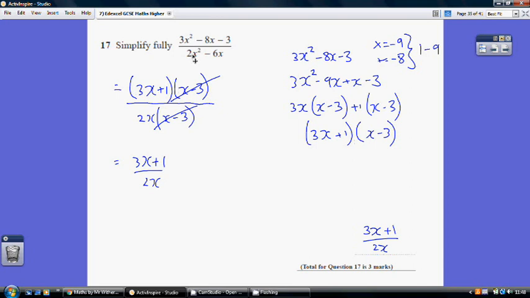Now if I then fully factorise the denominator, which is easier, just take out the 2x from each term, we get 2x multiplied by x minus 3, and you will see that these 2 brackets here cancel. There must be some cancelling, otherwise it wouldn't be simplified. So they cancel out, leaving me with 3x plus 1 over 2x.